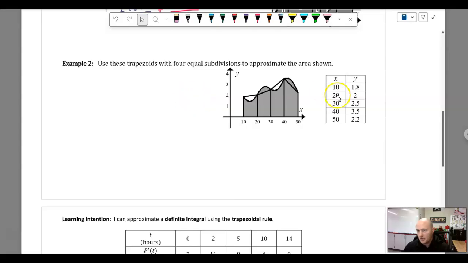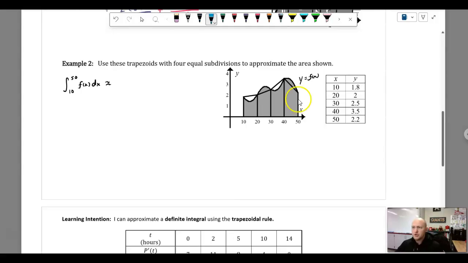Let's go ahead and look at this one. Use these trapezoids with 4 equal subdivisions to approximate the area shown. And we can see we have a curve here, okay? So I want the area of this. I guess they don't even give me a curve to call this. Let's say this is f of x. So the integral from 10, and it looks like we're going to 50, of f of x with respect to x is going to be approximately.